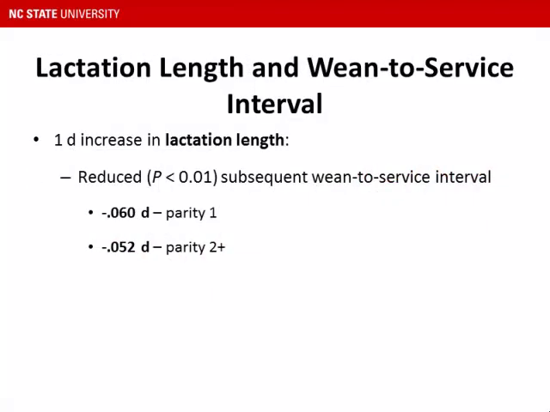The last 2 slides I showed you indicate that increasing lactation length can increase subsequent total number born, and decreasing wean-to-estrus or wean-to-service interval can also increase total number born. So then we looked at lactation length and wean-to-service interval, and we found that a one-day increase in lactation length reduced the subsequent wean-to-service interval by 0.06 days for parity 1 sows and 0.05 days for parity 2 plus sows. So for this production system, these three traits, lactation length, total number born, and wean-to-service interval, are very, very linked.